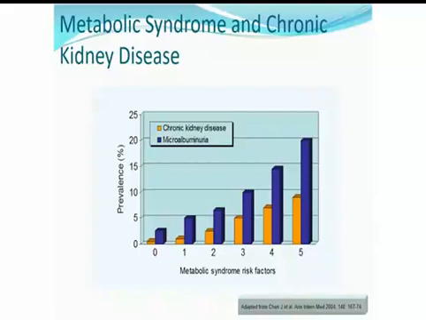So you can see that the incidence of chronic kidney disease and microalbuminuria increases with the number of risk factors a patient has. If the patient has no risk factors, you can see that it's well below 5%. And as the different risk factors of metabolic syndrome keep on rising, the prevalence of chronic kidney disease and microalbuminuria rises as well.